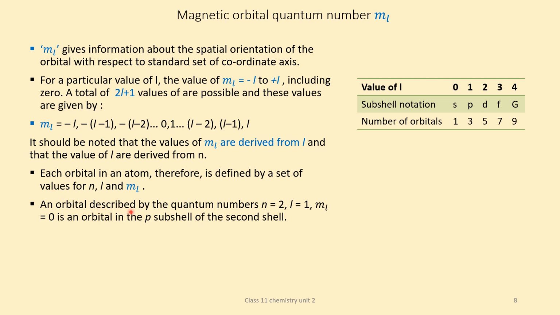An orbital described by quantum numbers n is equal to 2, L is equal to 1 and mL equal to 0 is an orbital in the p subshell of the second shell.